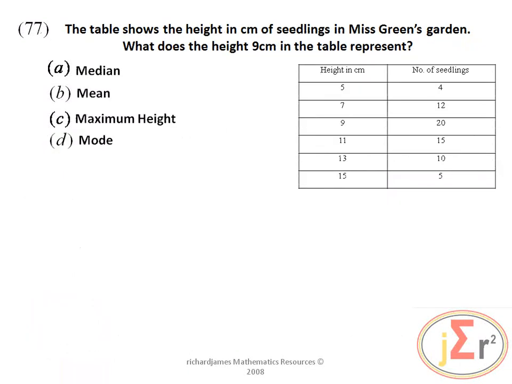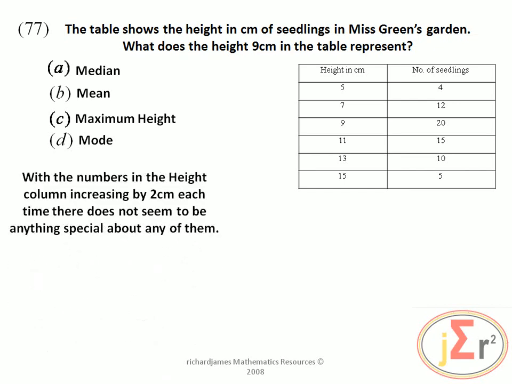So now we have another problem. The table shows the height in centimeters of seedlings in Miss Green's garden. What does the height 9 centimeters in the table represent? Well, let us look at it. With the numbers in the height column, which is this one, increasing by 2 each time, there does not seem to be anything special about any of them. See, we have this going up, 5, 7, 9, going up by 2 each time. So, it does not really seem to be anything special.